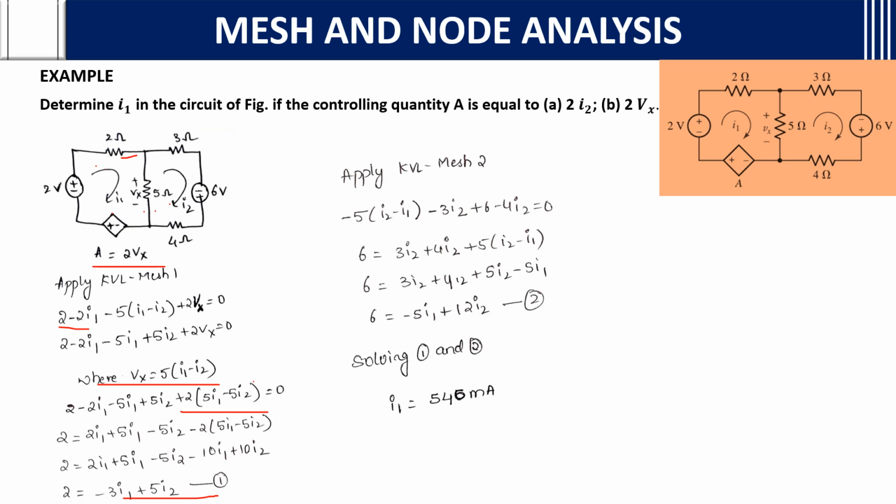After that, you need to apply KVL to mesh 2. By applying KVL to mesh 2, what you will get? Minus 5 into (I2 minus I1) minus 3I2. Here it is not plus minus, so minus 3I2 plus 6 minus 4I2. After solving this, you will get a second equation. Solving both 1 and 2, you will get I1 equals 546 milliampere. Using a calculator you can find, or using Cramer's rule also you can find. You can use whichever is easy for you.